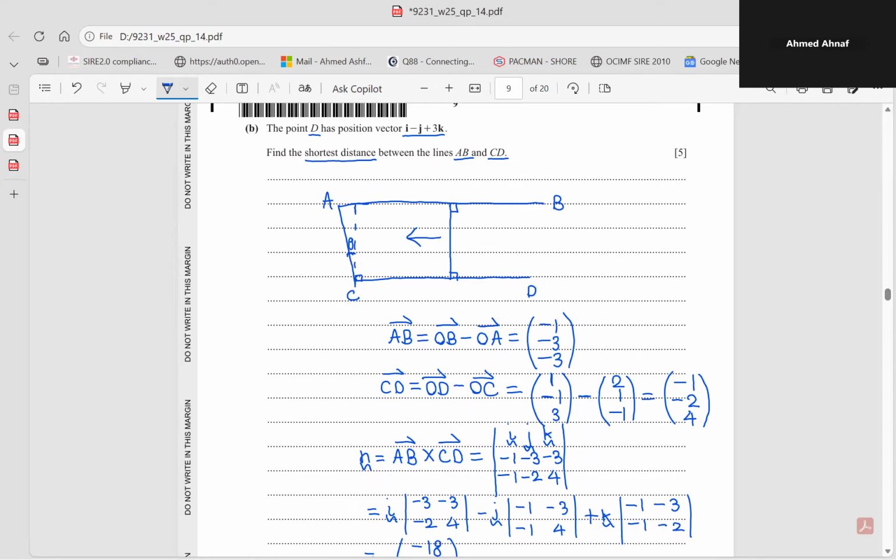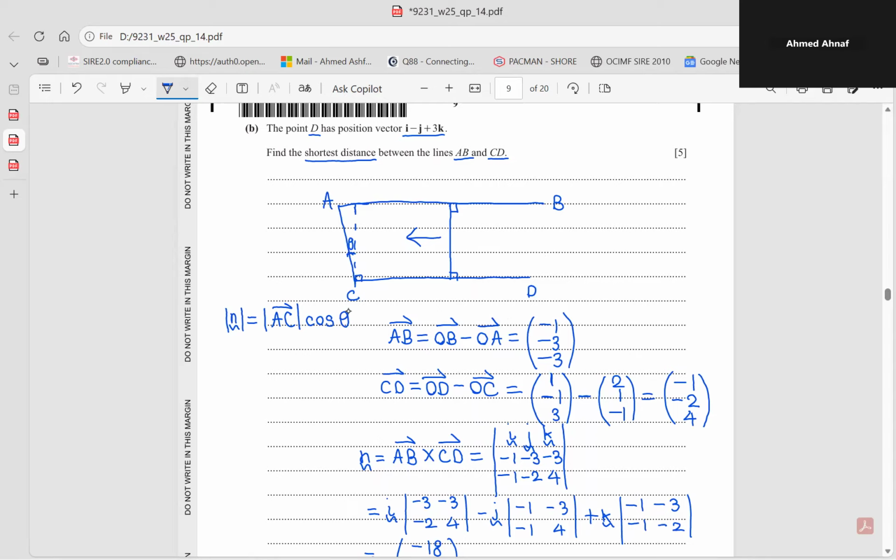So to find the shortest distance, you just have to find the length of this translated normal, which is basically the same as the normal that we found in part A. I'm going to let it be n. Using basic trigo, the modulus of n is just going to be the magnitude of AC cosine theta.